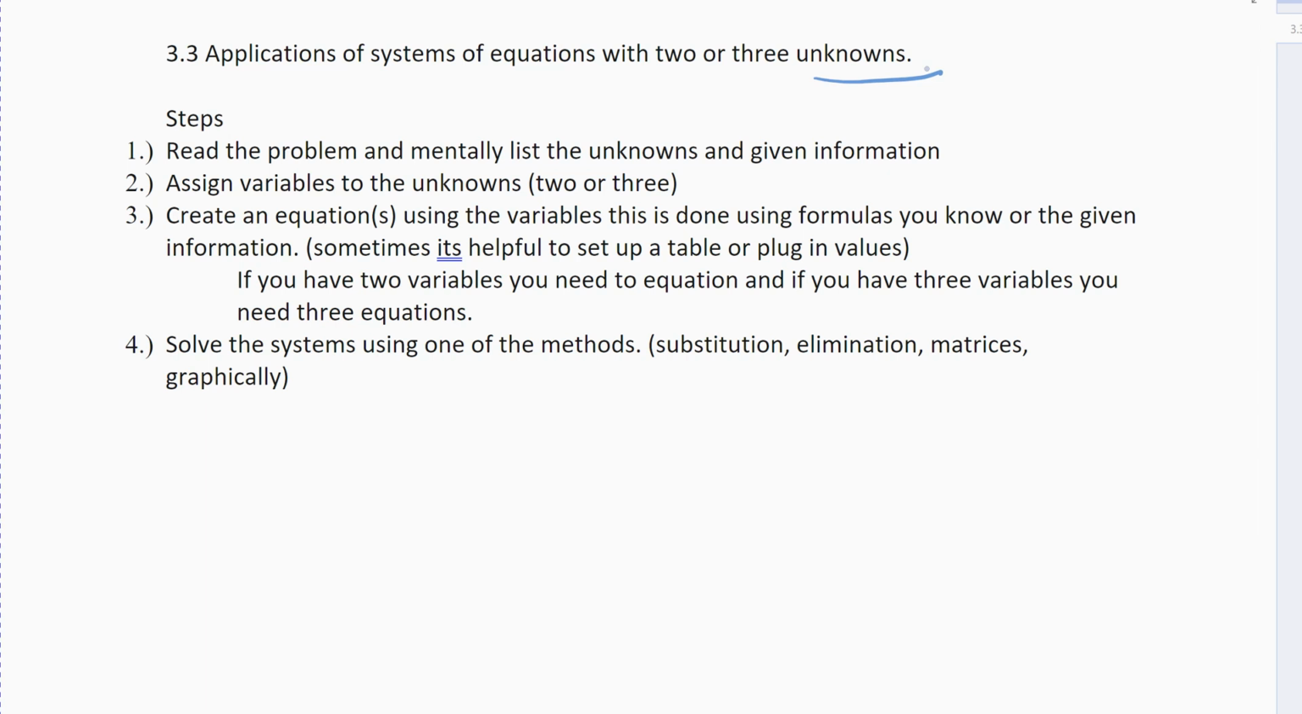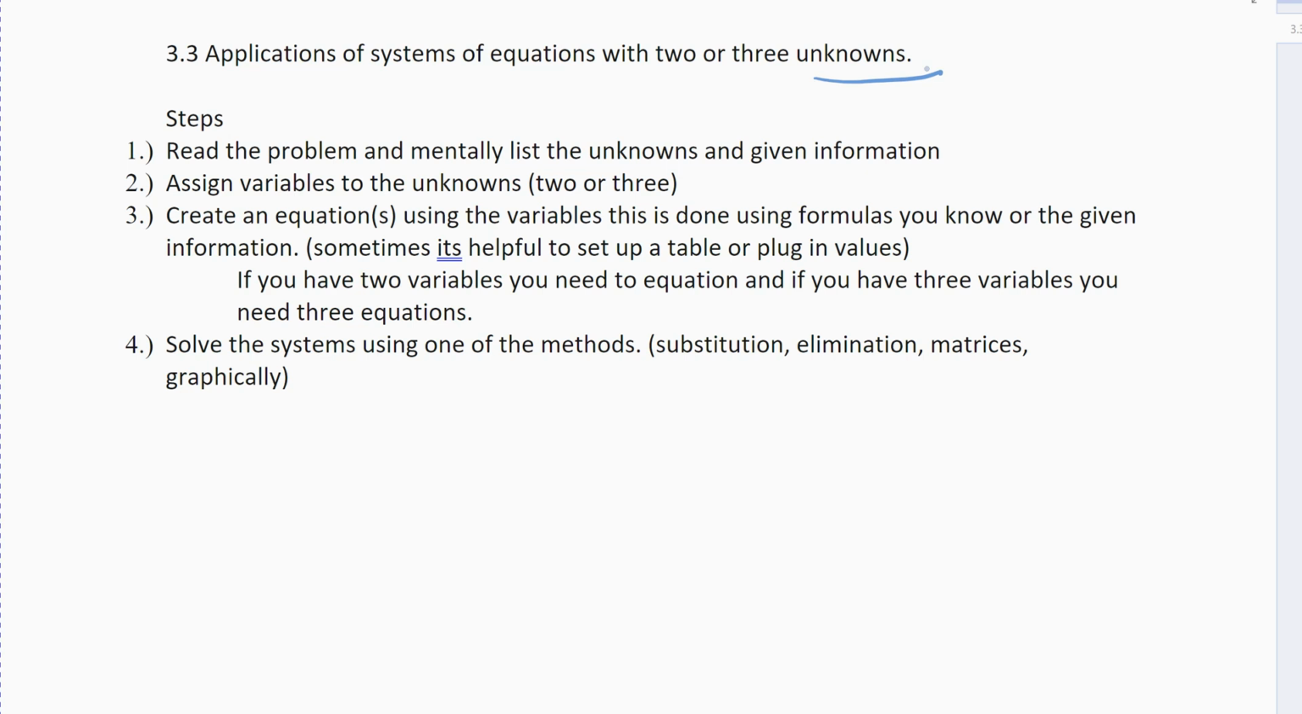Alright, so whenever you're dealing with applications, you first should read the problem carefully. Either mentally list what's unknown and what's known, what your given information is, or physically list it. Sometimes it's helpful to do that. Assign variables, and all of these applications will either have two variables or three variables. Those are what you're looking for. I want to find the x, I want to find the y, I want to find the z. So whatever the application's asking you to find, whatever your unknowns are, that should be your variables.